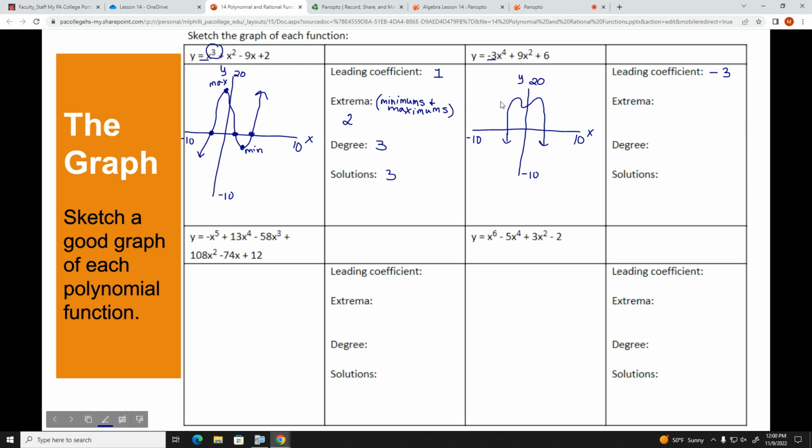Extrema, we said those are the maximums and minimums, so I have a high point, a low point, and another high point, which gives me 3 extrema. Degree is the highest exponent, so looking here, I see that this is degree 4. Solutions, I see 1, 2 real solutions.